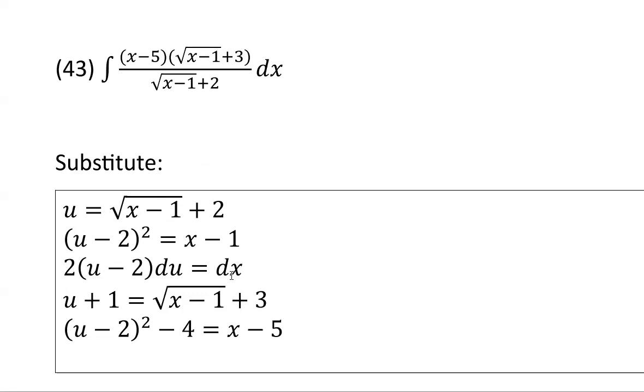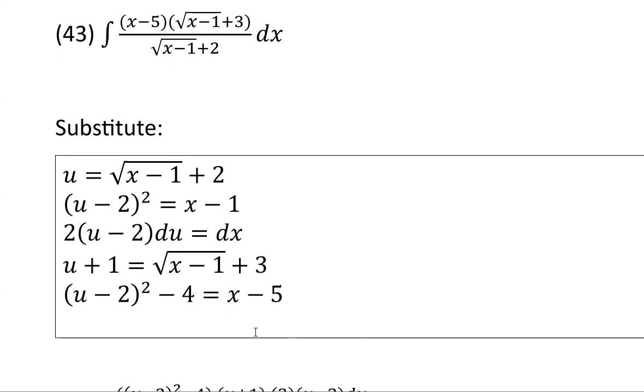Okay. So I have dx in terms of u. I can get the rest in terms of u. How so? I can just add 1 on both sides, right? So u plus 1 is this term now. Now, how do I get x minus 5? Well, from the second line, I can just subtract 4 on both sides. Okay, so now I have everything in the integrand in terms of u.